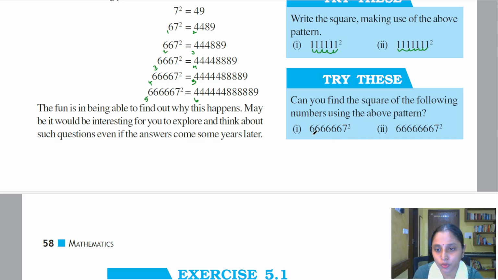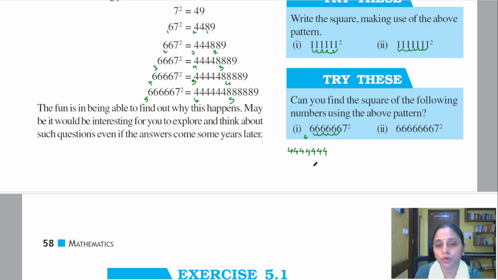Now, how many 6s do you have here? 1, 2, 3, 4, 5, 6. Now, because I have 6 sixes, I'm going to write 7 fours. Okay, I have 6 sixes, so I'm going to write 7 fours. 1, 2, 3, 4, 5, 6, 7. Right? And after writing 7 fours, how many 8s will you have? One less than this. Like you can see here it's 1 8, here it is 2 8s, here it is 3 8s, here it is 4 8s, here it is 5 8s.